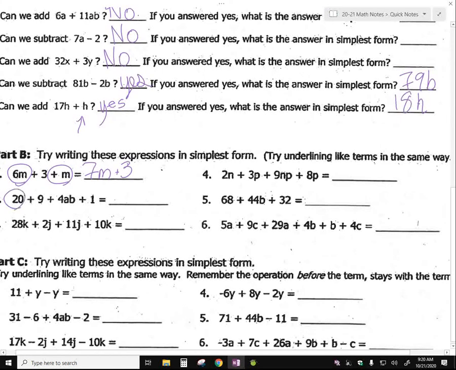I have the number 20. I'm adding 9 to it. I have 4AB. That's not a like term, so I'm not going to circle it or underline it. And then I'm going to add 1 more to it. So 20 plus 9 is 29. Plus 1 is how much? Yeah, 30. Plus 4AB.